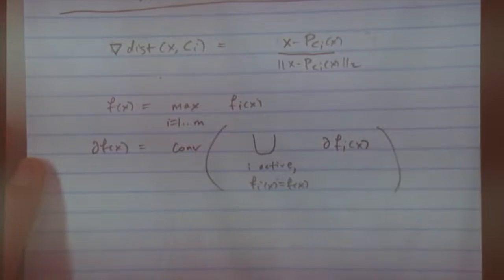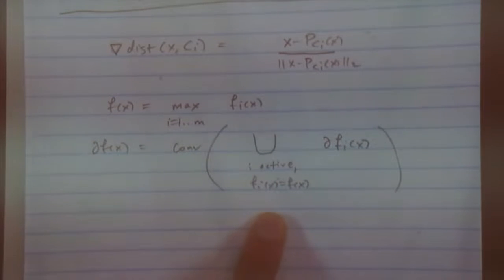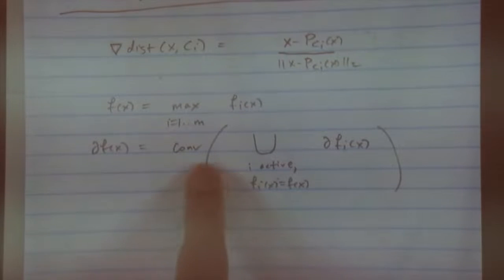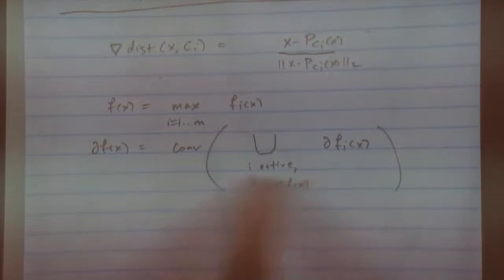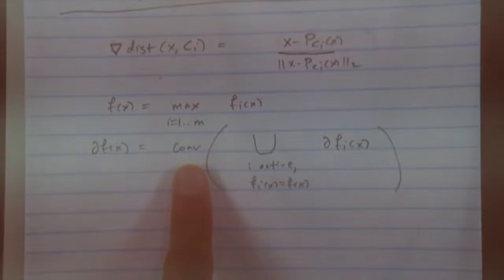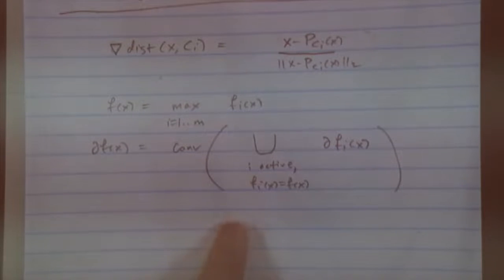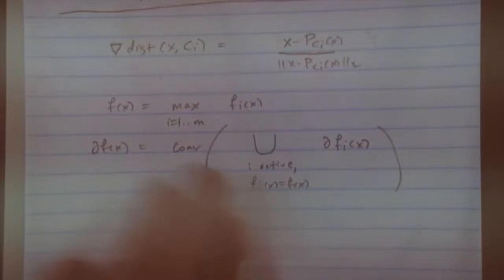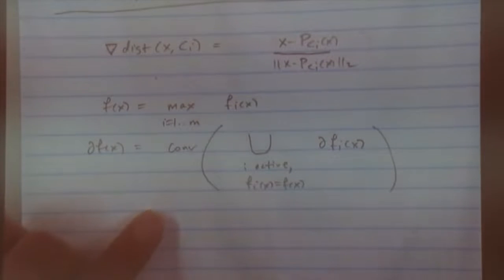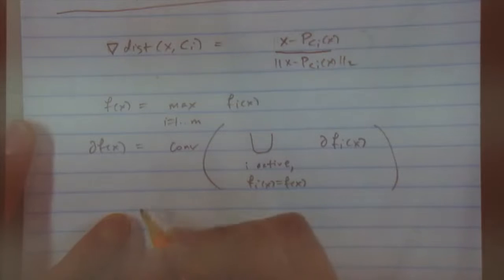Because we know that the set of subgradients of any function is convex. Right, the subdifferential of any function is convex, then we know that these are all valid subgradients, so must be their convex hull. It's the rule that we learned. And you're going to actually prove that on the homework, I believe.